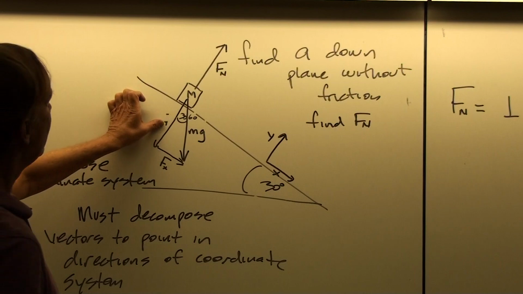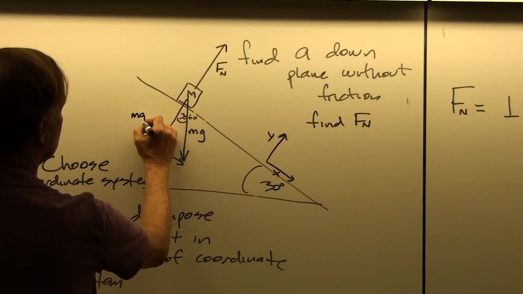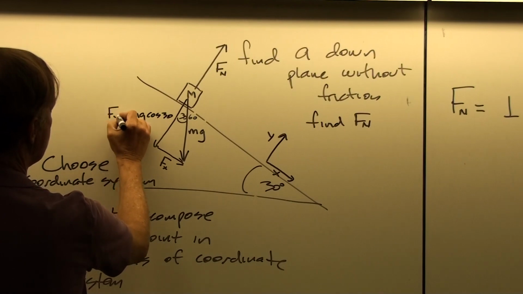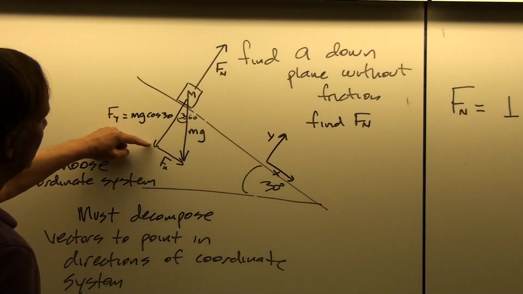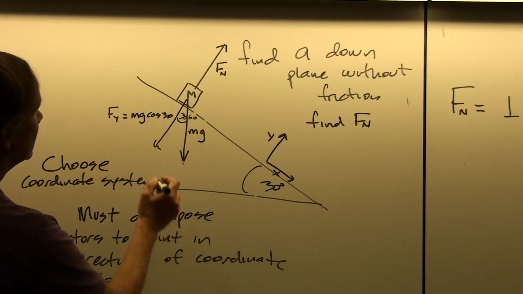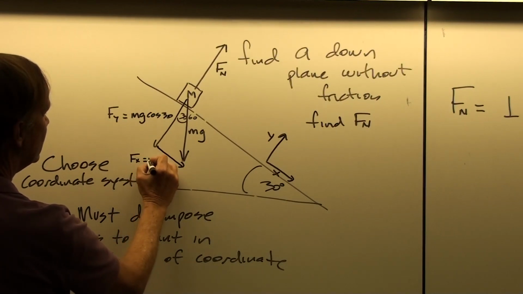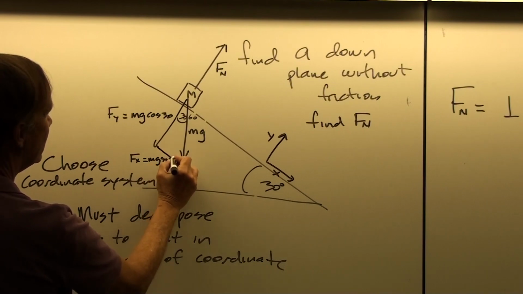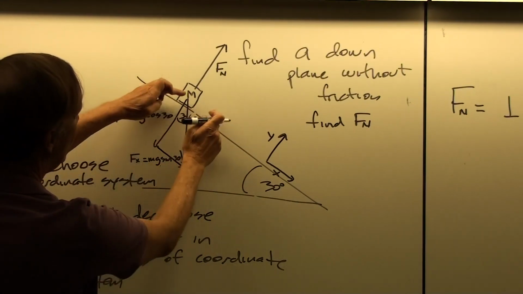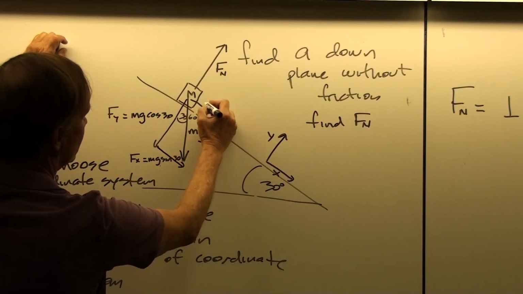All right, so here, Fy is going to be mg times the cosine of 30. And that's a negative, right? Because it's pointed in the negative direction. And Fx, which goes along the surface of the incline, that's going to be mg sine 30 in this case. Okay, and so that's also the same Fx that I could put up here so that it goes right through the mass.